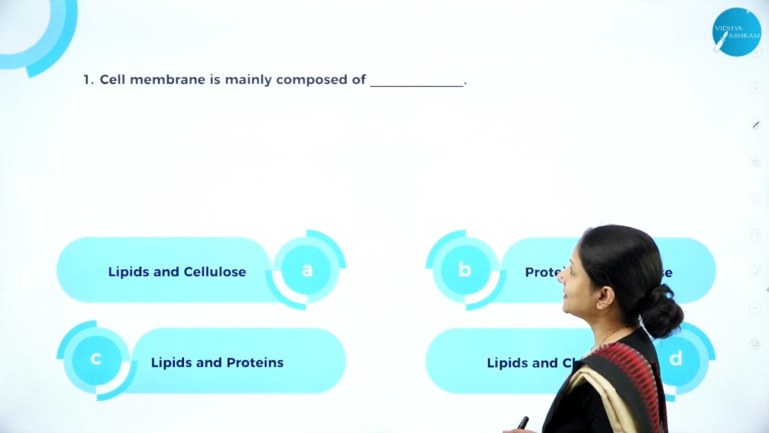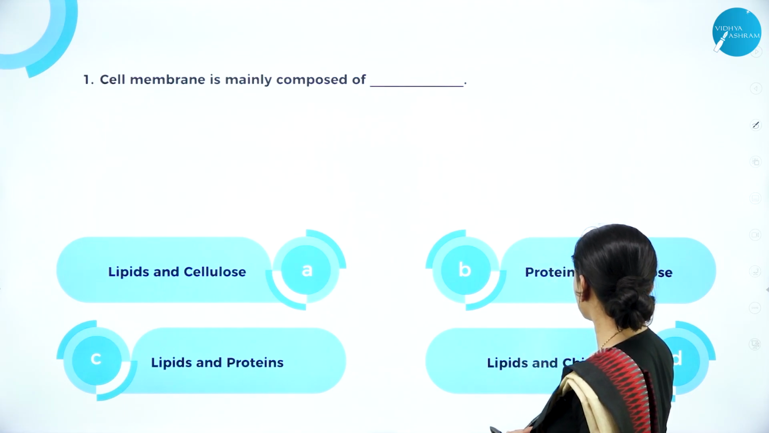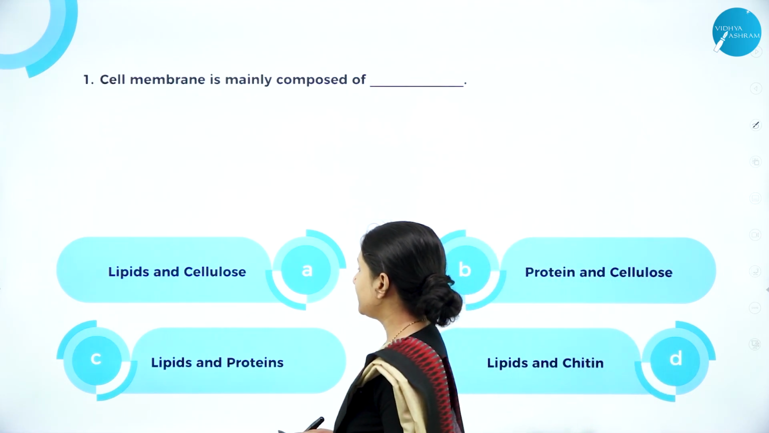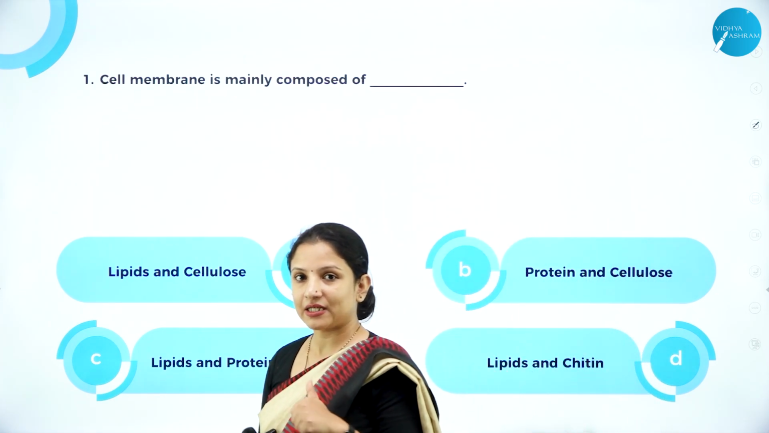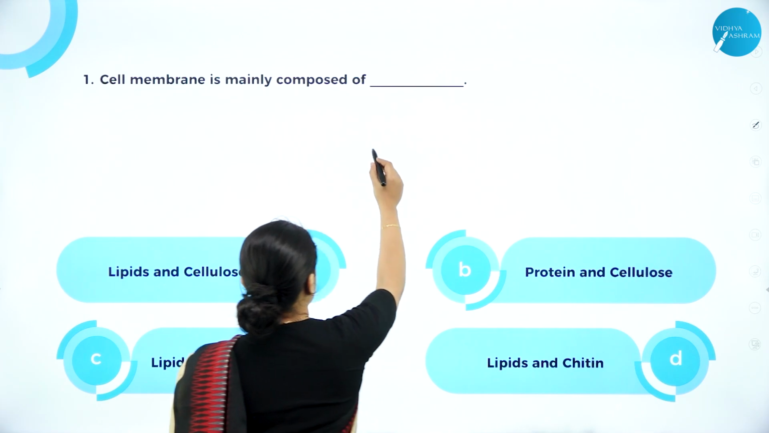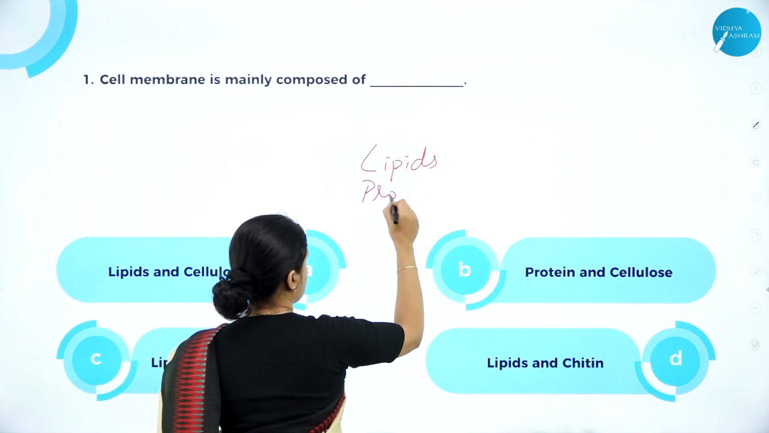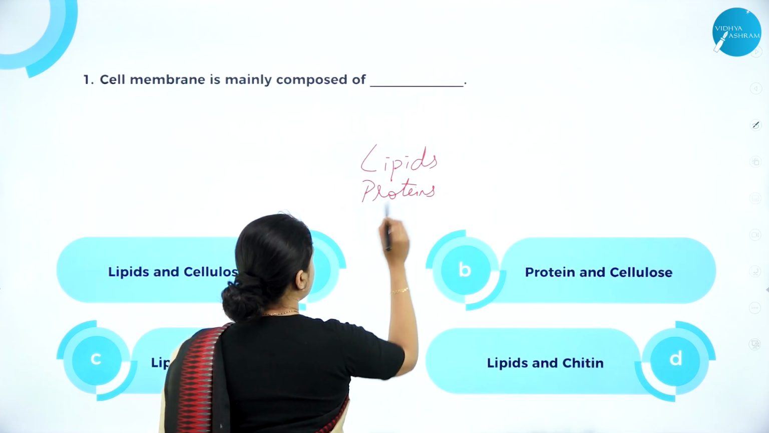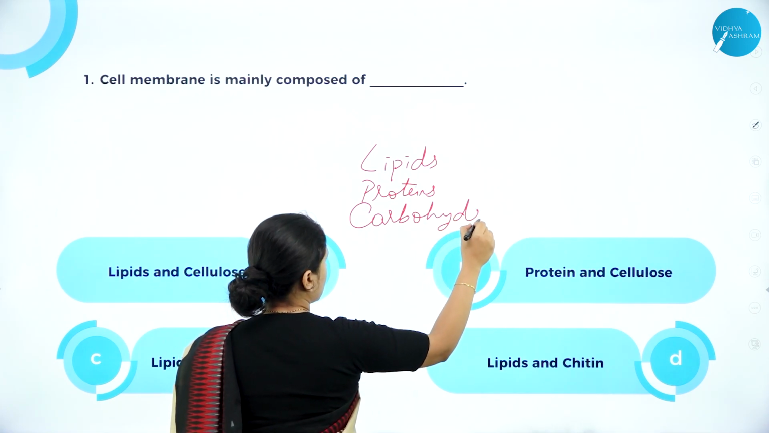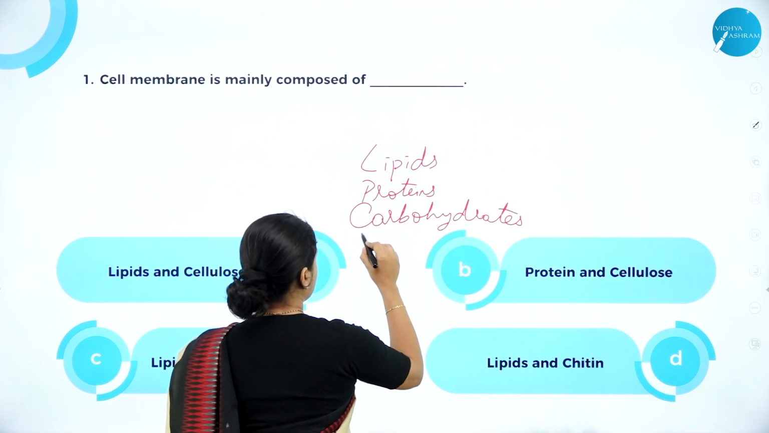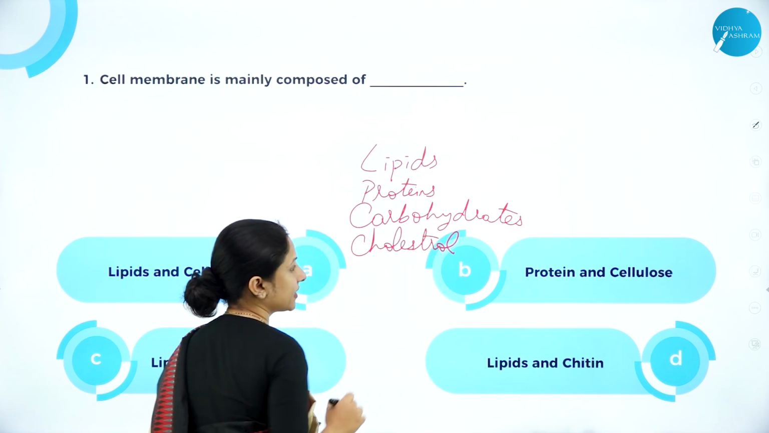The first question: the cell membrane is mainly composed of lipids and cellulose, proteins and cellulose, lipids and proteins, or lipids and chitin. If you remember, what is the cell membrane made up of? It is made up of lipids, proteins, some amount of carbohydrates, and also some amount of cholesterol. Cholesterol is in negligible amounts.